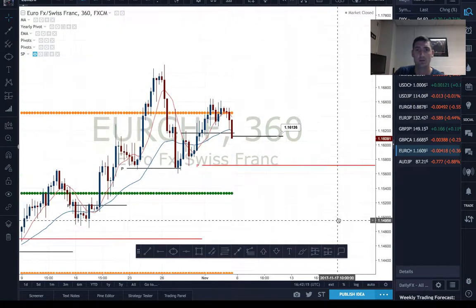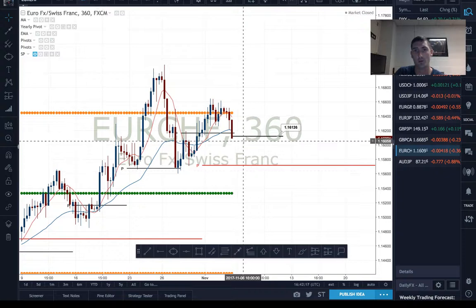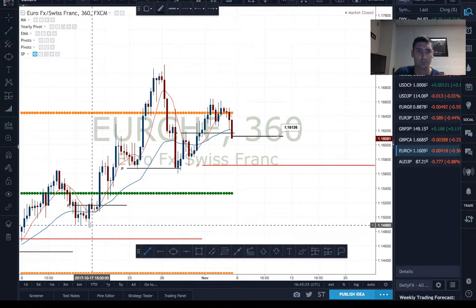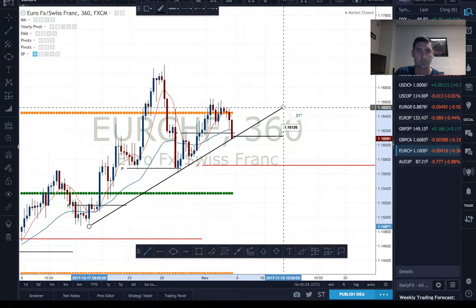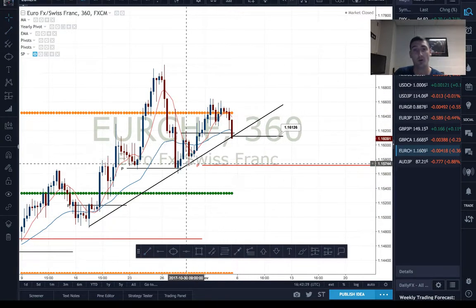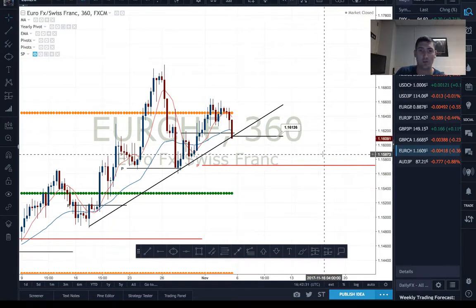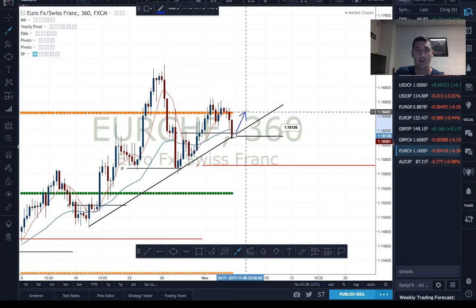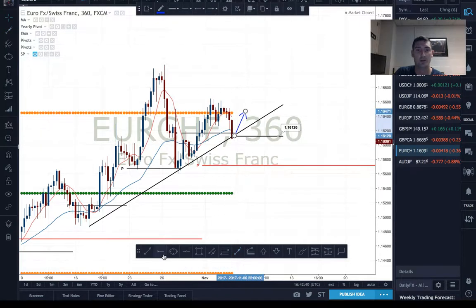And Euro Swiss. Euro Swiss is opening below the weekly pivot. Price has broken out, or closed on this trend line. I can't say it's officially broken out. Look for price to either stabilize here and continue higher off the weekly pivot, or look for price to continue heading lower.